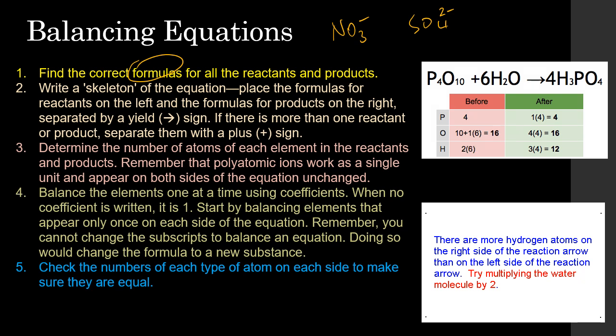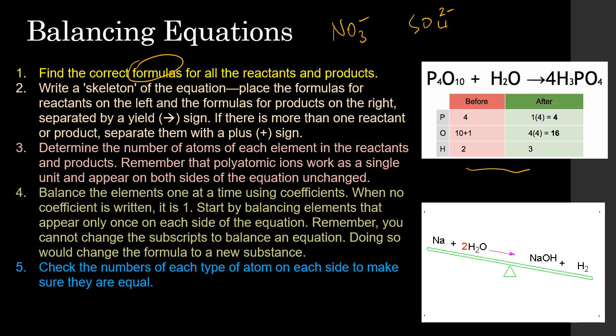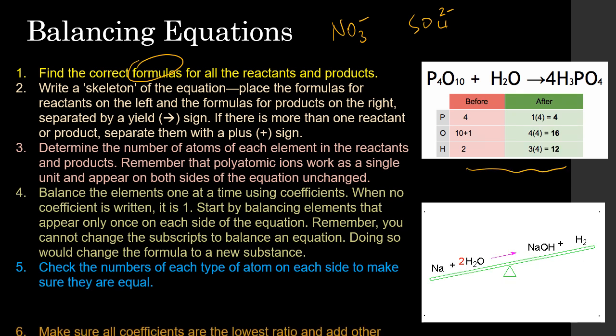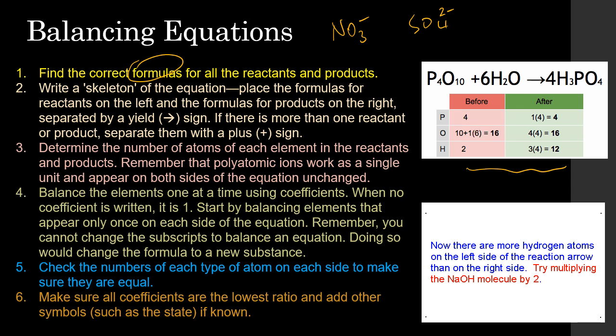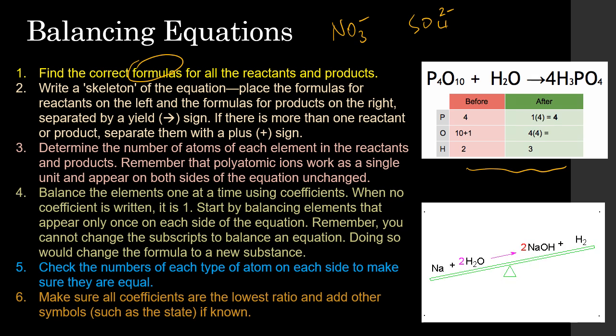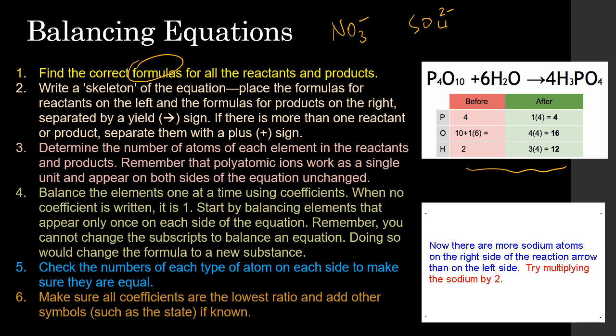And then we'll check the numbers of each type of atom on each side to make sure that they are equal. So you may want to do a table like this. And then we'll make sure that all the coefficients are in the lowest possible ratio. So we're simplifying it. And add in other symbols such as state, so solid, liquid, gas, or dissolved into aqueous solution if they aren't known.